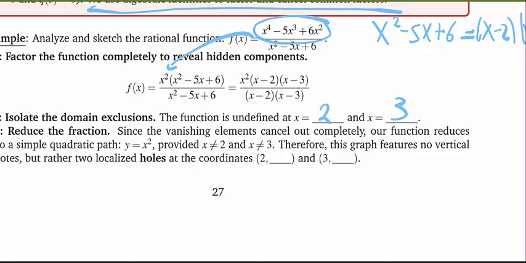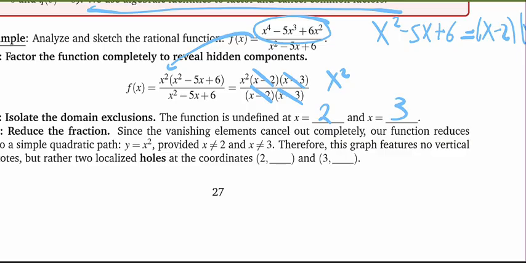Okay. But what happens when I reduce the fraction? I can kill the x minus 2 on top and on the bottom, and I can kill this guy and this guy right here, and I can get x squared. In other words, wherever the function is defined, it's equal to x squared. The 2 and the 3 are undefined because of a technicality.